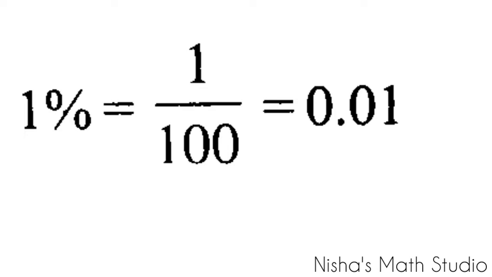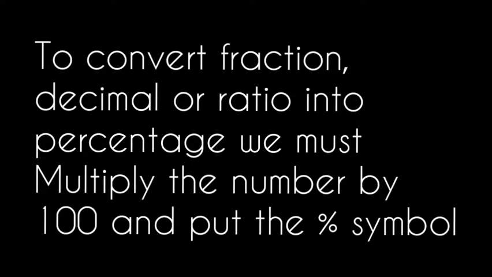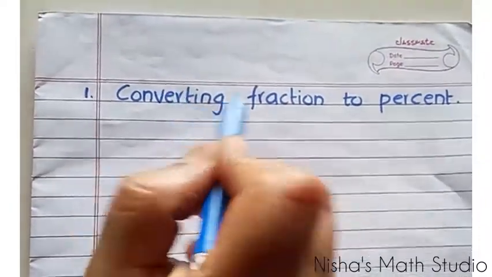Let's see how to convert all this. To convert fractions, decimals or ratios into a percentage, we must multiply the number by 100 and put the percentage symbol. First we'll see how to convert a fraction into a percentage.